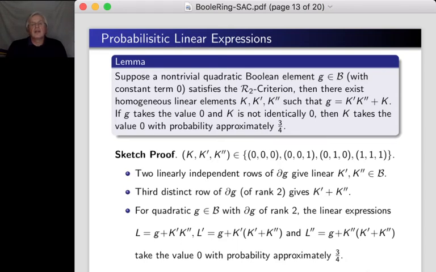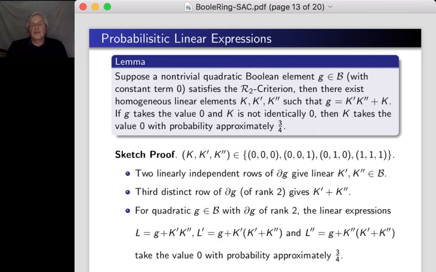We've got three things: k, k dash, k double dash. We need them to satisfy the condition k dash, k double dash plus k is 0. There are clearly 8 possibilities for the values of k, k dash, k double dash, and 4 of them give that expression being 0. And in 3 out of the 4 cases, you can see that k takes the value 0. So k takes the value 0 with probability approximately 3/4. We have to say approximately because we always have to rule out the identically 0 case, which happens with probability 2 to the minus n.